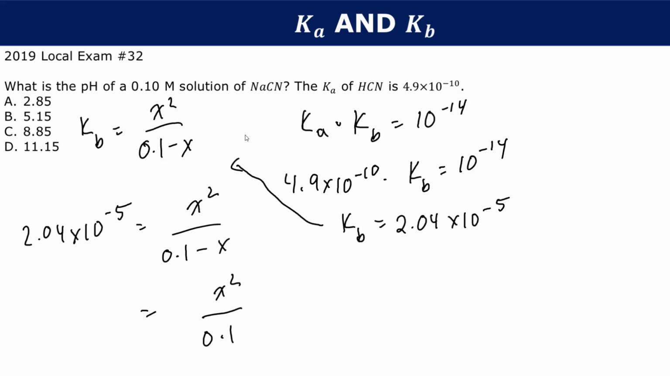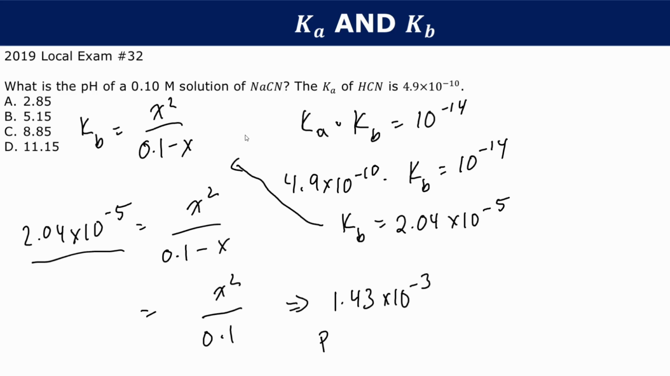And you can do this according to something called the 5% rule, which I don't really want to go into, but essentially if your value here is less than 10 to the negative third, that's usually the threshold where you can just ignore that denominator value, or the x in the denominator value, and just solve that way. So if we were to solve this way, we would get that x is going to be 1.43 times 10 to the negative third. And remember, this is going to be our concentration of OH.